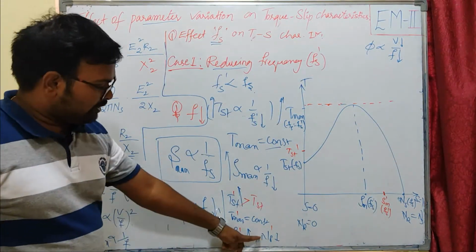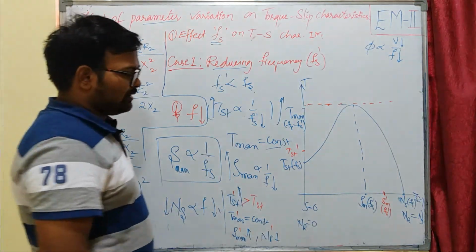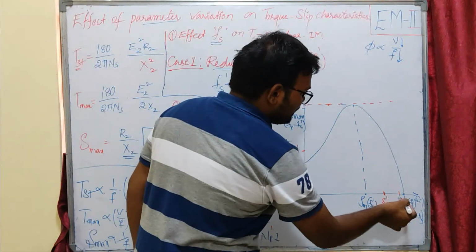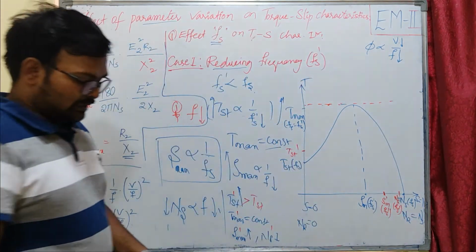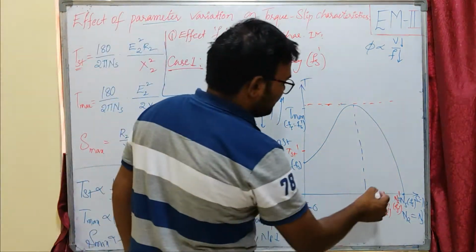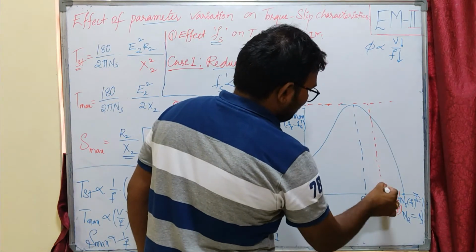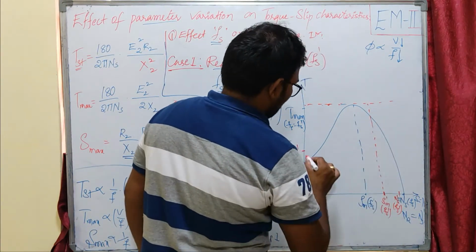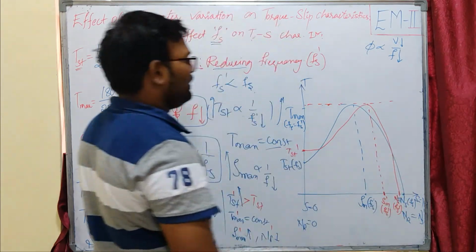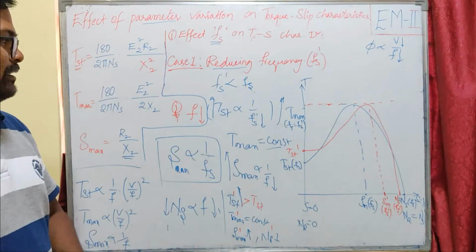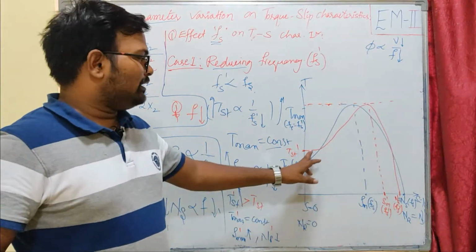And the frequency and the synchronous speed are reducing. That means this was the earlier synchronous speed, now it is reduced to here. This is my NS corresponding to Fs dash. Now let us draw the torque slip characteristics of our new machine with changed frequency. This is my new torque slip characteristics of our induction machine when I reduce the frequency.